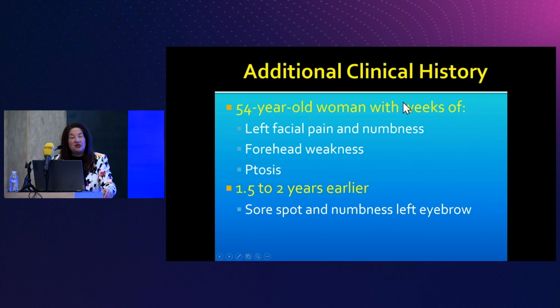Well, what if I gave you the additional history of a 54-year-old woman with weeks of facial pain and numbness, forehead weakness, right seventh nerve, ptosis of their eye. And I also told you that 1.5 to 2 years earlier, they had a lesion on their left eyebrow. You might be thinking of something different, right?